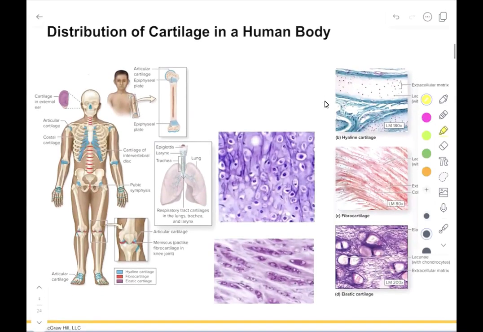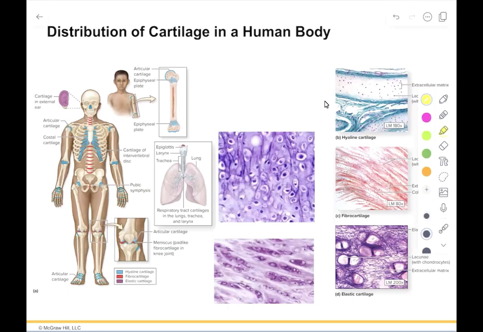The distribution of cartilage in the human body is something that you should be aware of. Notice on this slide, we see micrographs similar to what you've seen in the previous chapters about tissues. This is the hyaline cartilage, fibrocartilage, and elastic cartilage. Here we have elastic cartilage because of the presence of elastic fibers, and fibrocartilage, which has an abundance of collagen. Notice in all examples, there are these eye-like structures, which are chondrocytes in lacunae.